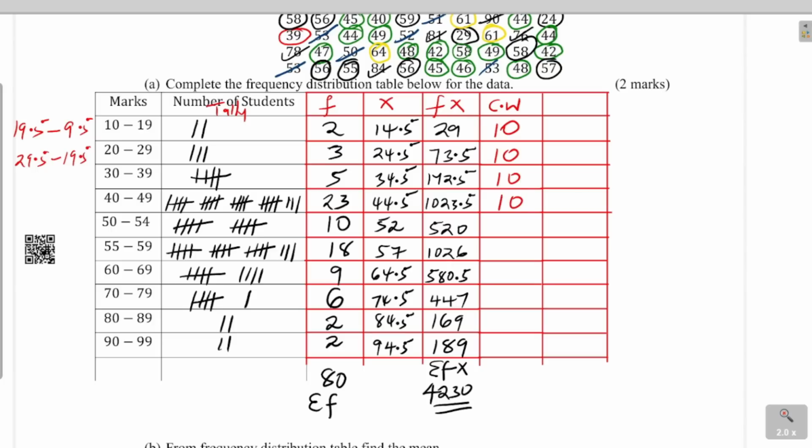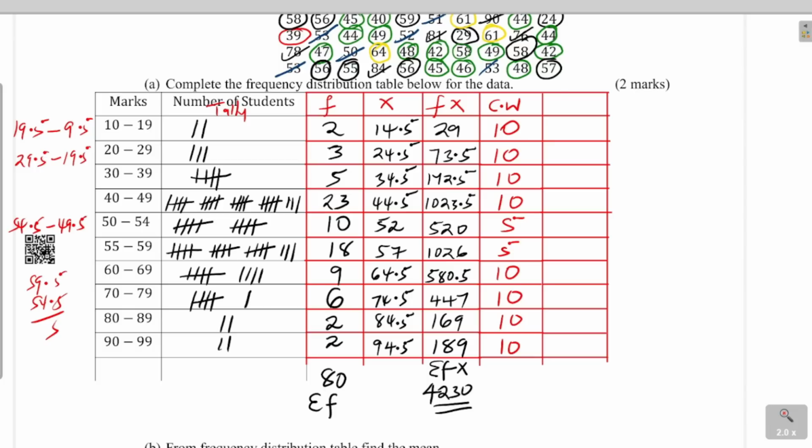With 50 to 54, for this one, you need to be careful, not uniform. 54.5 minus 49.5, that class size will be 5. And also for this one, we have 59.5, subtract 54.5, again that one will be 5. Then 69.5, this will be 10. For the other class, again, that will be 10. And then this one will be 10 as well, and this one will be 10. So that is the class width.